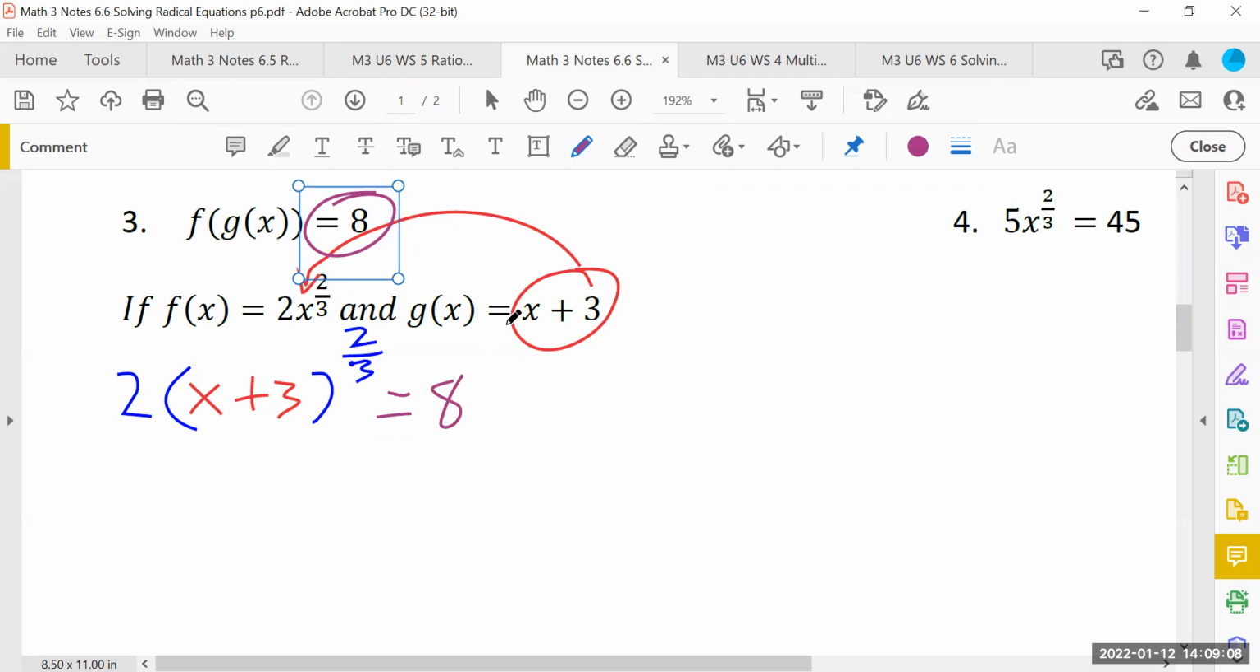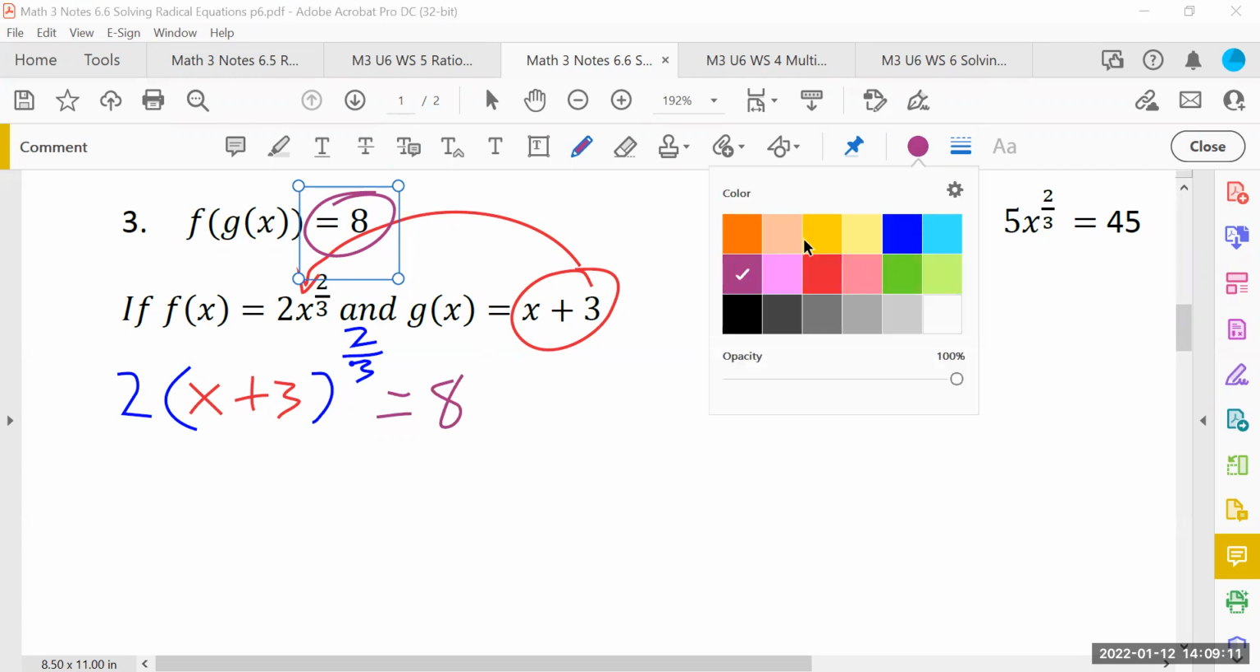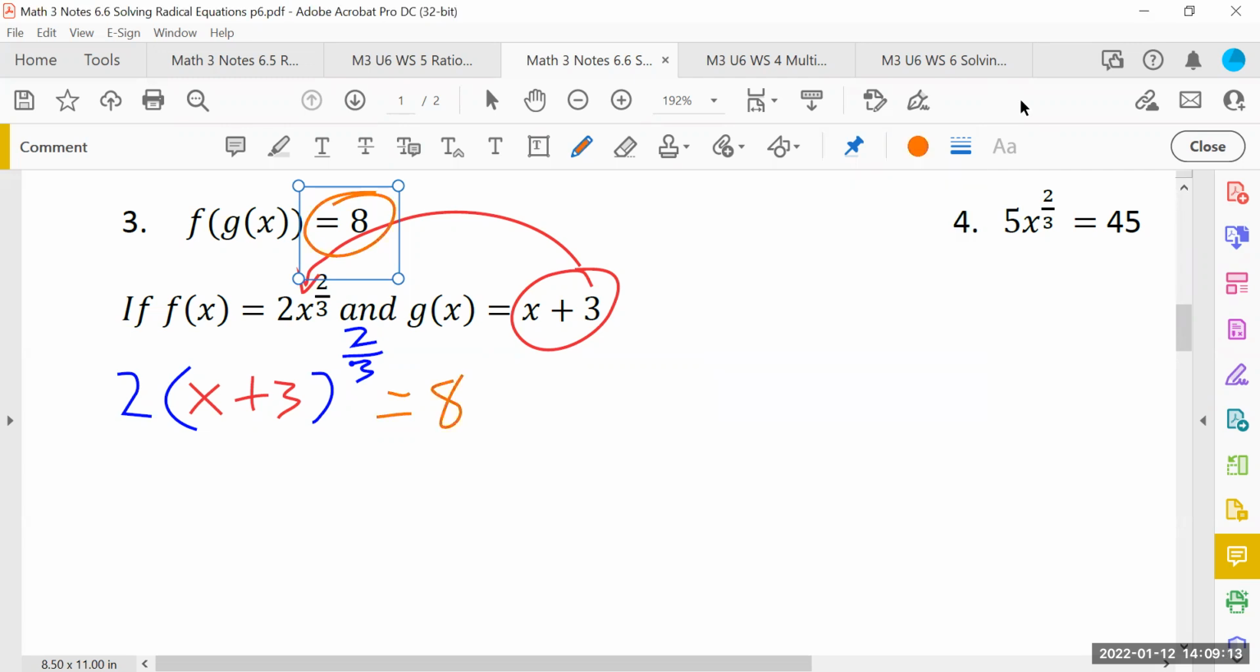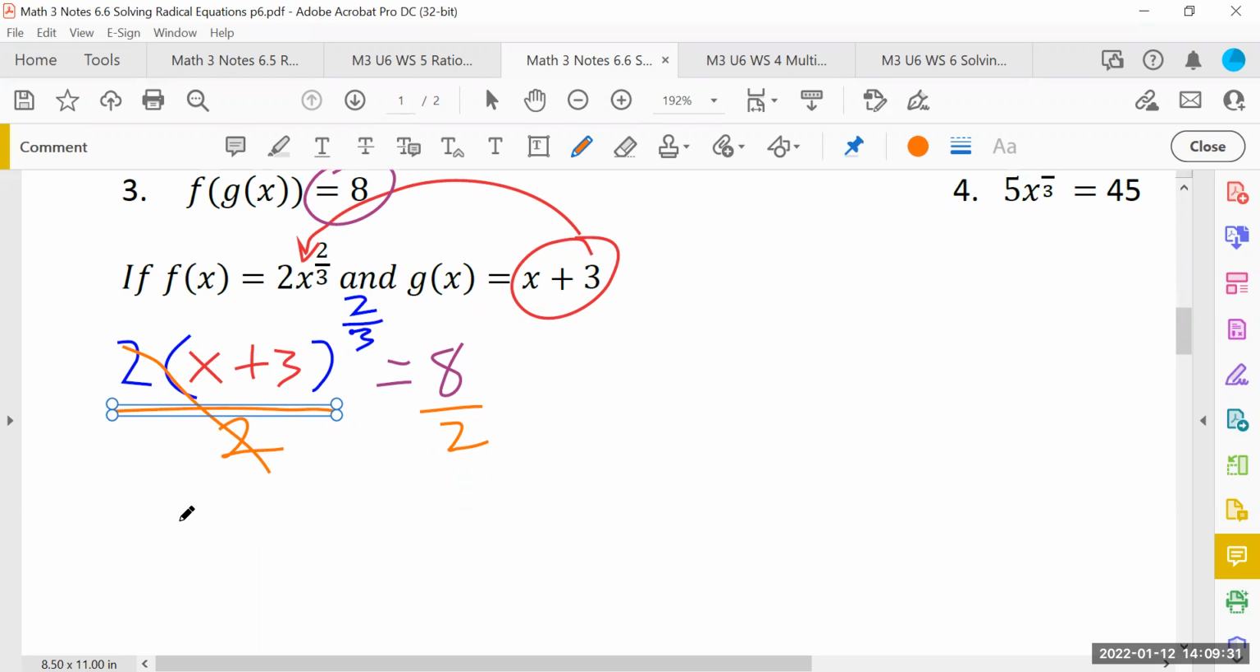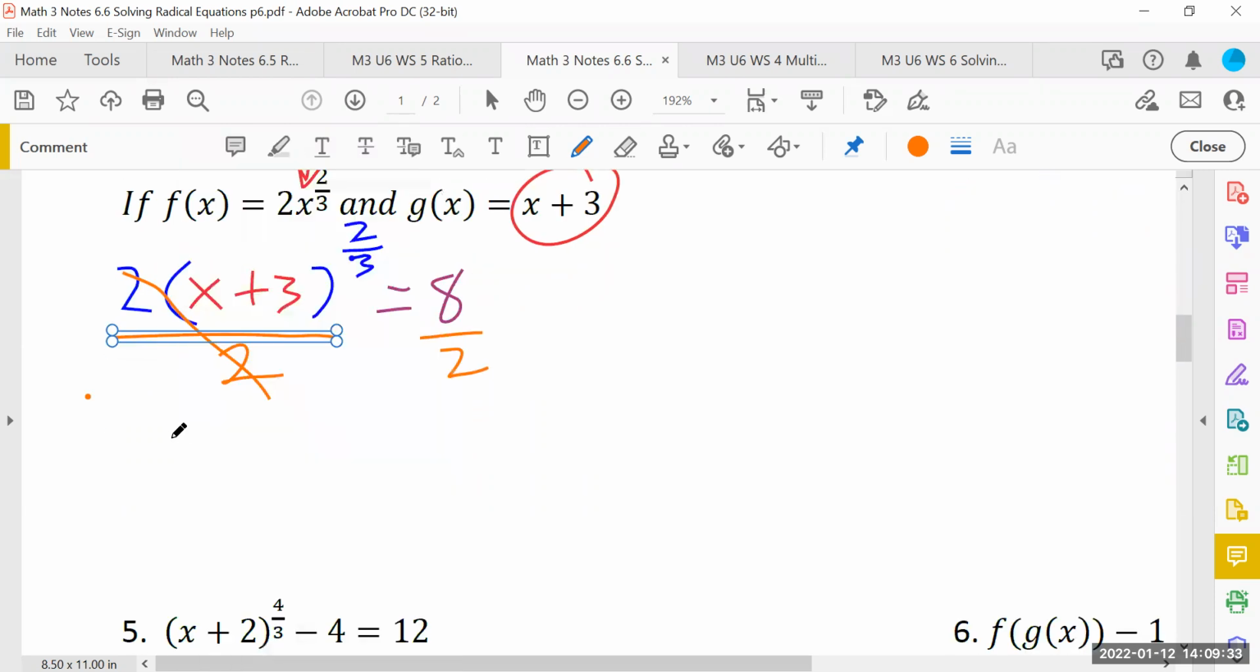So now I can go ahead and let's divide both sides by 2. This time, instead of getting the root by itself, I'm getting the parentheses to a power by itself. Does that make sense? So the 2's cancel out. Over here, 8 divided by 2 is 4. So I end up with x plus 3 to the 2/3 equals 4.